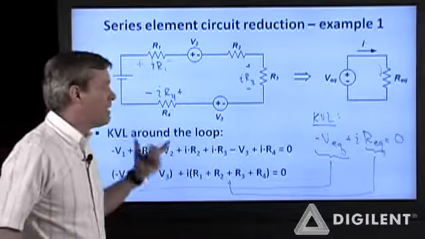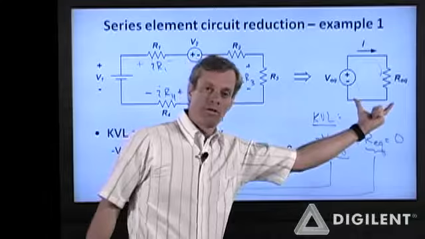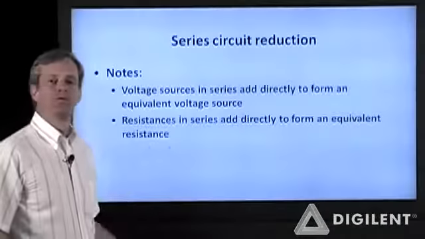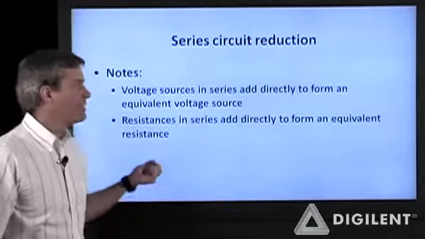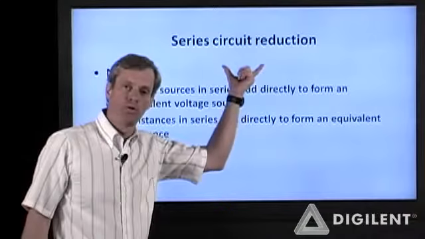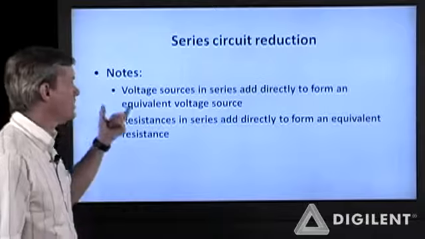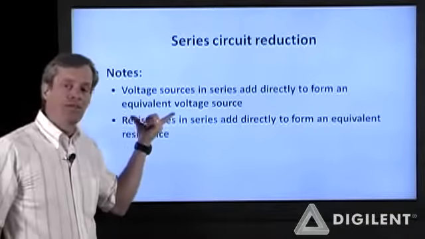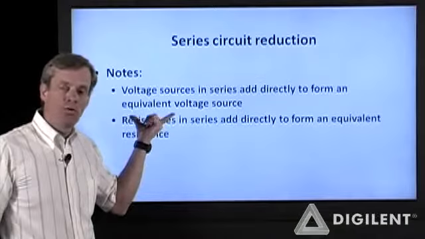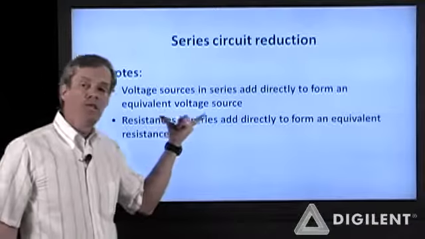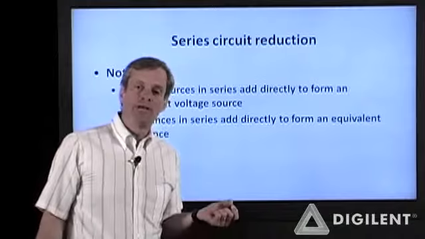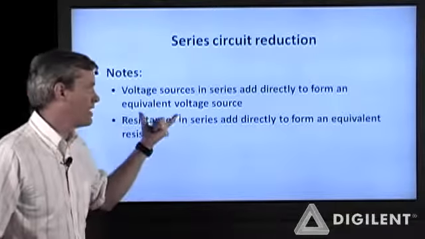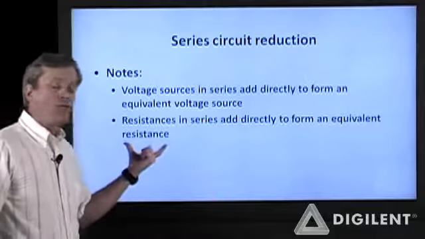So we can combine these circuit elements to get an equivalent, simpler circuit. From that specific example, I'm going to infer some general rules for series circuit reduction. If I have voltage sources in series, they add directly to create an equivalent voltage source. You need to keep track of the voltage polarities on the individual voltage sources, however, so that those are preserved in your final equivalent voltage.